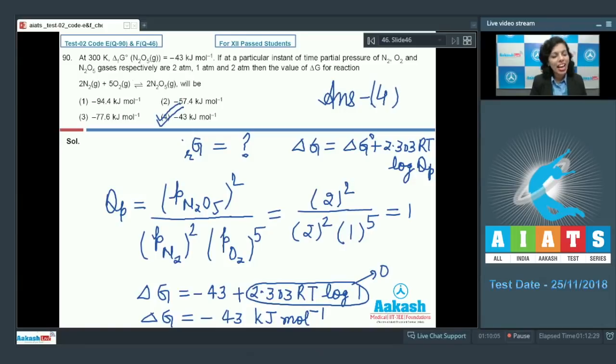I hope this question as well as all the questions that we discussed till now are clear to you. This is the last question of the chemistry section.